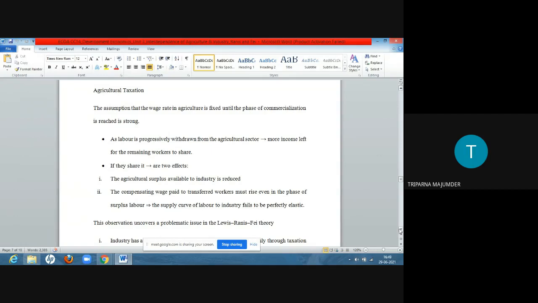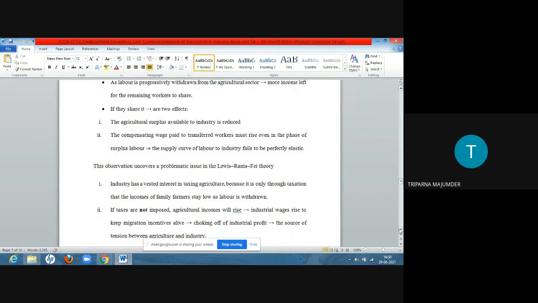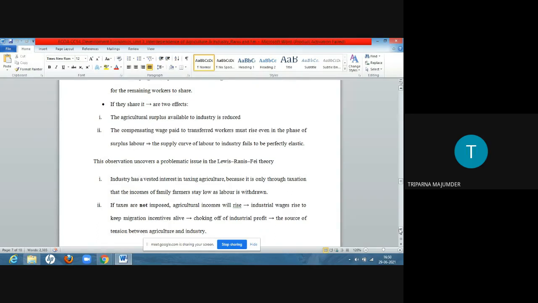The agricultural surplus available to industry is reduced, and the compensating wage paid to transferred workers must rise even in the face of surplus labor, which implies that the surplus labor curve to industry fails to be perfectly elastic. So this observation uncovers a problematic issue in the Lewis, Ranis and Fei theory.